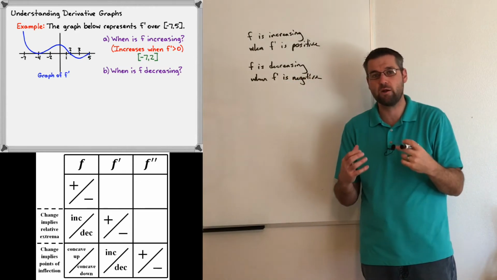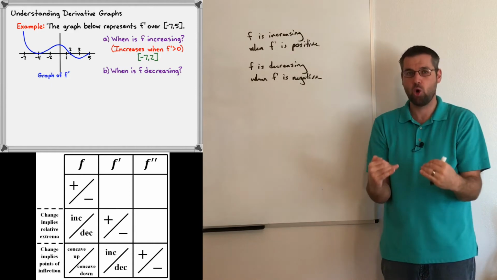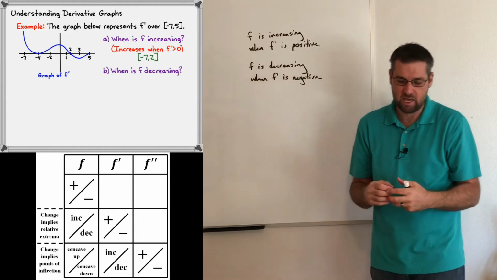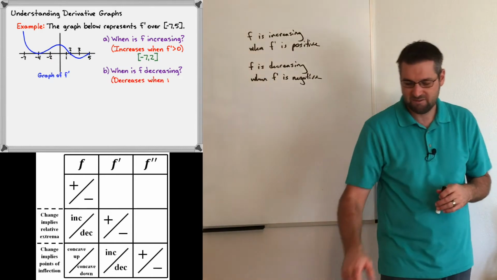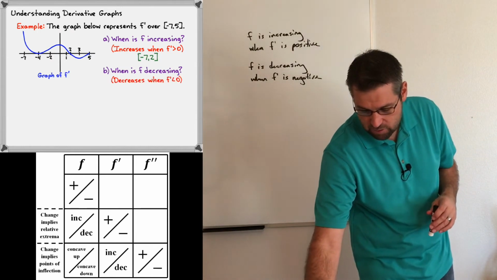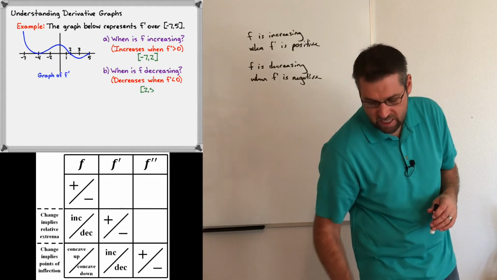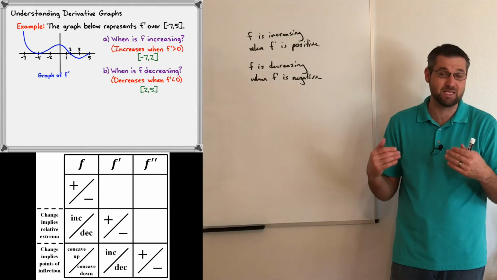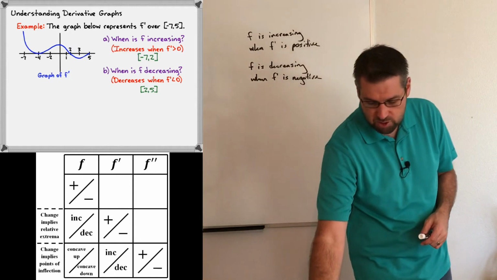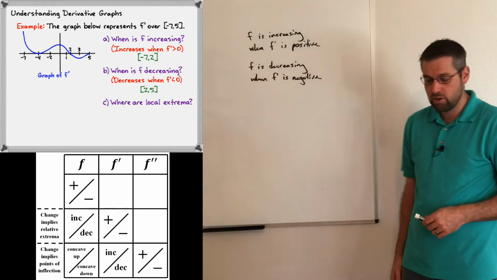We're looking to see where that graph is below the x-axis, and we can see that it is below the x-axis over the interval 2 to 5 there. So f is decreasing when f prime is negative, or we could clarify that a little bit, when f prime is less than or equal to 0, so from 2 to 5. Now let's go ahead and look at part C.